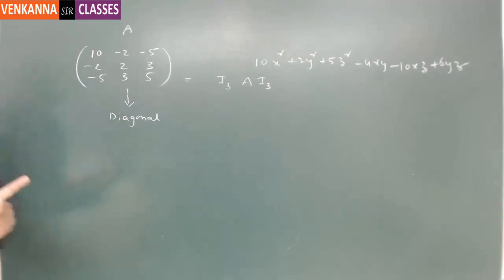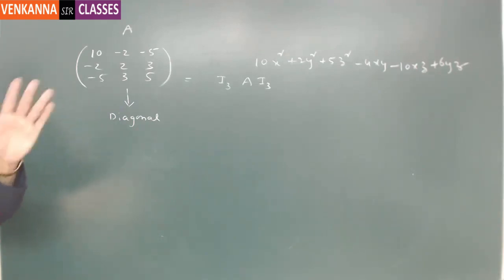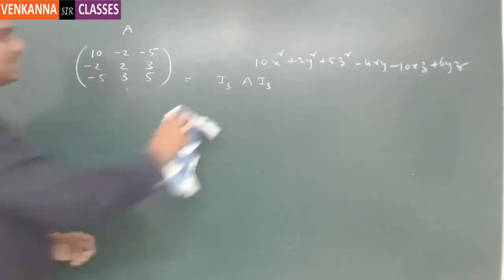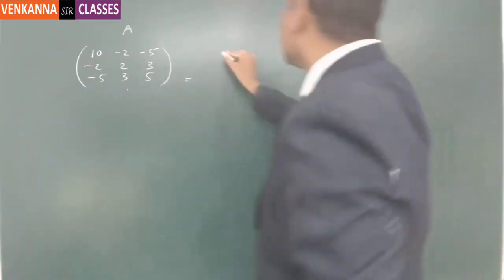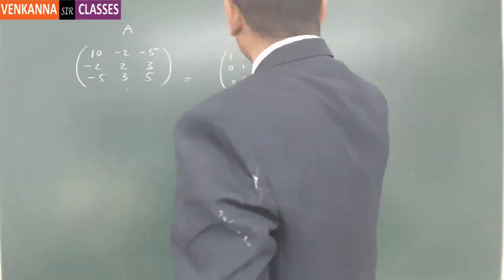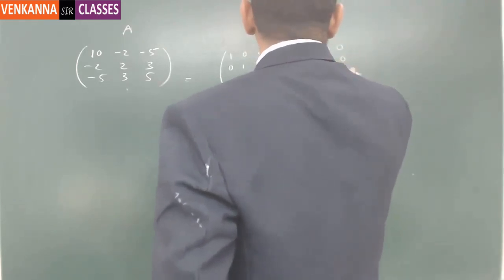The interesting thing here is, since we need to get the form P transpose AP, we take into consideration that whatever row operation you take, the corresponding conjugate column operation we also consider. While doing the problem, you will understand. So this is nothing but the identity matrix 1 0 0, 0 1 0, 0 0 1, then A, then the identity matrix 1 0 0, 0 1 0, 0 0 1.